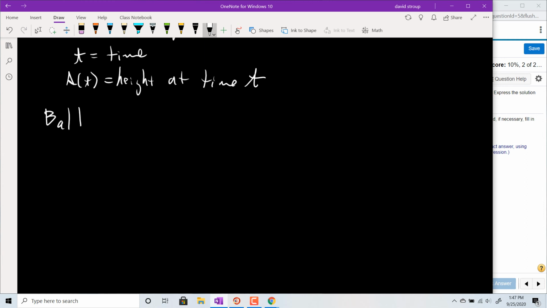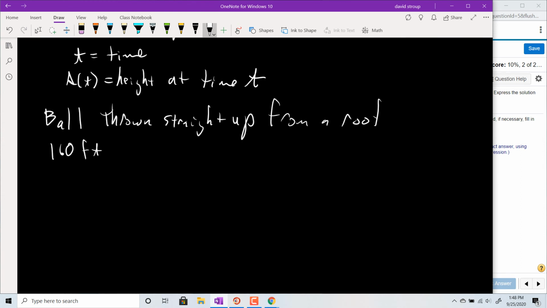So in this scenario, we have a ball that's being thrown straight upwards from a rooftop, which is 160 feet high, with an initial velocity of 48 feet per second.